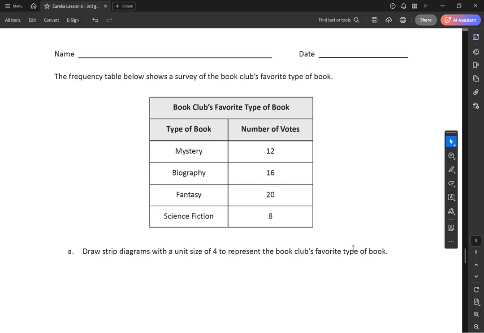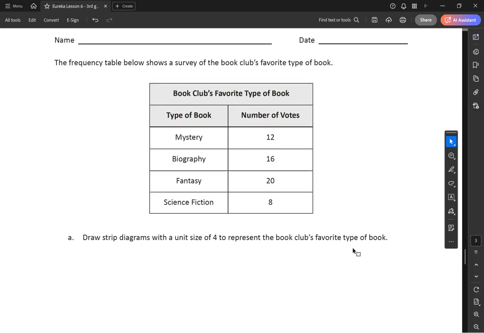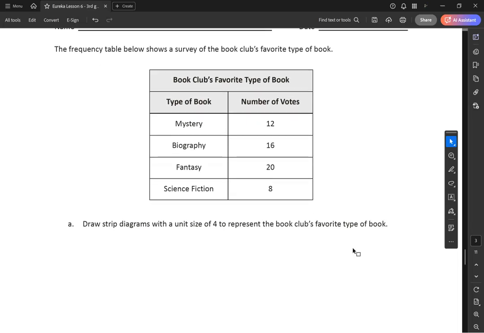Here we go. The frequency table below shows a survey of the book club's favorite type of book. Type of book: mystery, biography, fantasy, science fiction. Number of votes: 12, 16, 20, and 8. A. Draw a strip diagram with a unit size of 4 to represent the book club's favorite type of book.